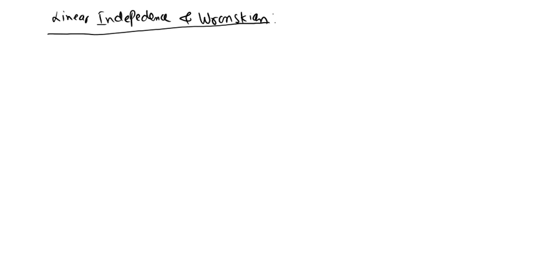Okay, so now I am going a little bit further. I'm writing a relation that comes from linear independence and the Wronskian. So the heading is linear independence and Wronskian. Let us check that. Let us check that n solutions y1, y2, yn are solutions. Let us check.